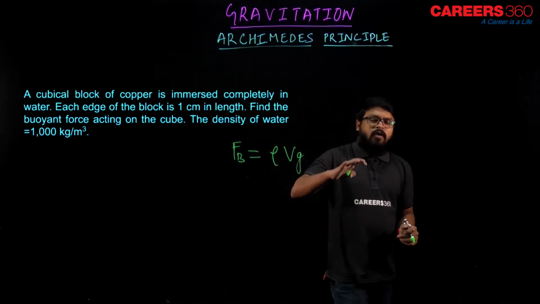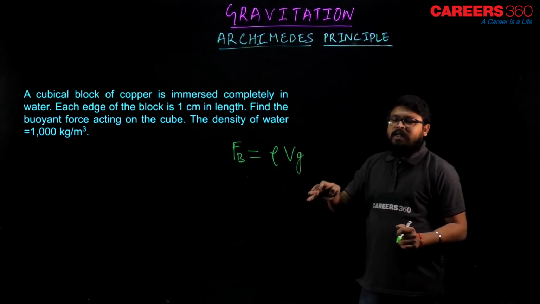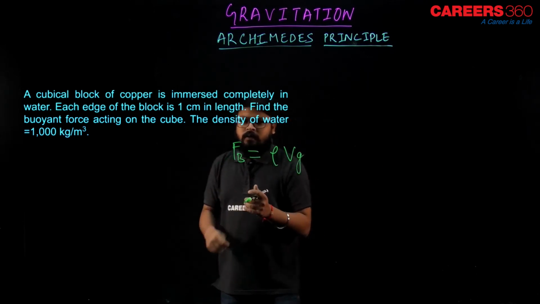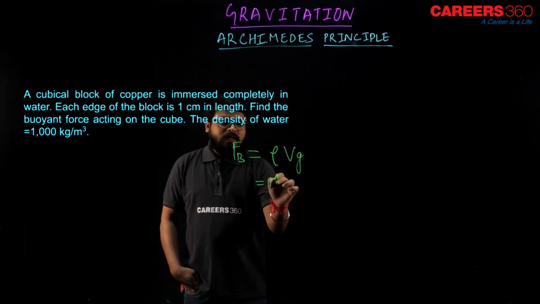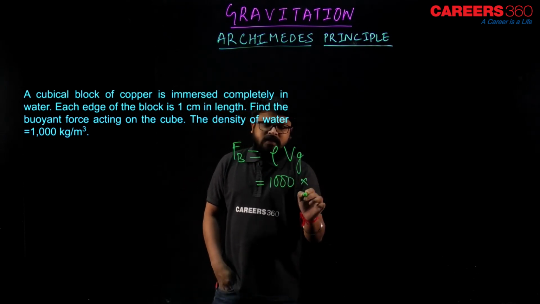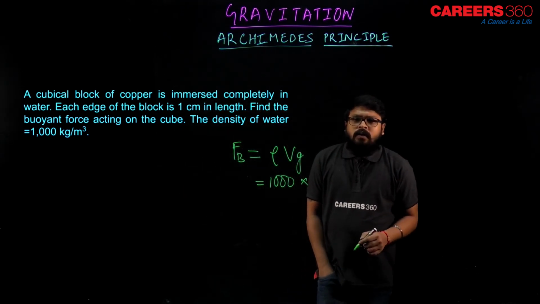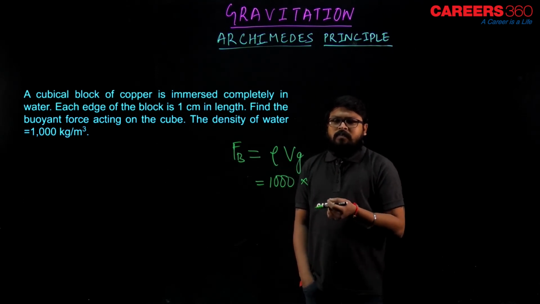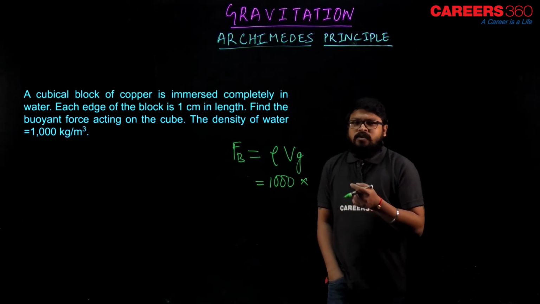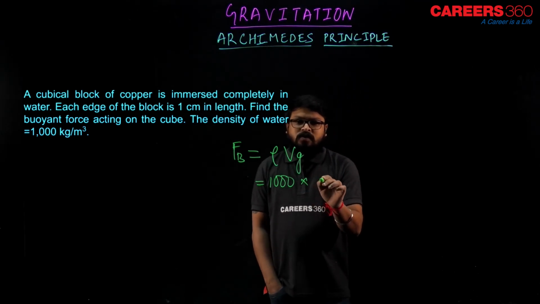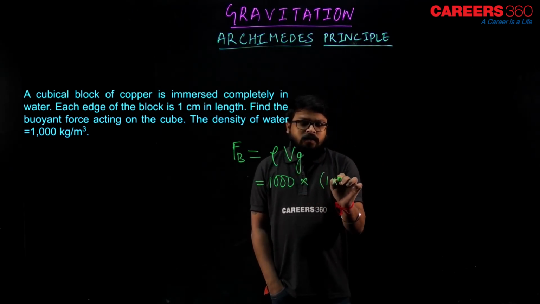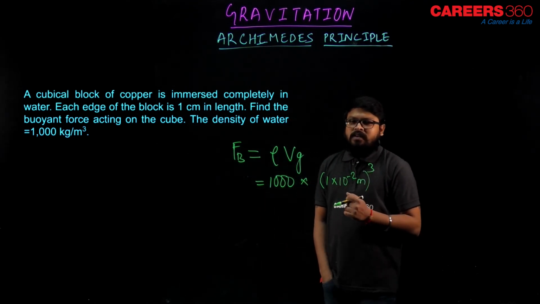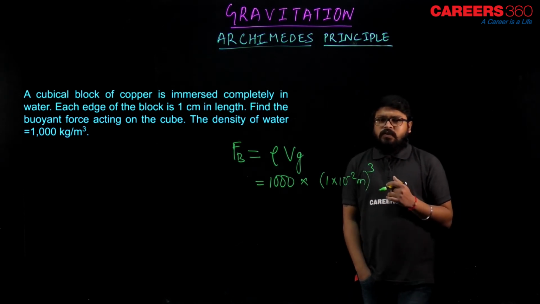So, a cubical block of copper is immersed completely. Completely means the cubical block is completely inside the liquid, or the water. So, the density of the water is given to you, that is 1000 in SI. And what is the volume of the cube? So, it is a block actually. Cubical block means all sides same, 6 faces. So, volume is nothing but L cube. So, 1 centimeter means 1 into 10 to the power minus 2 meter. Volume of a block is L cube, you know that.